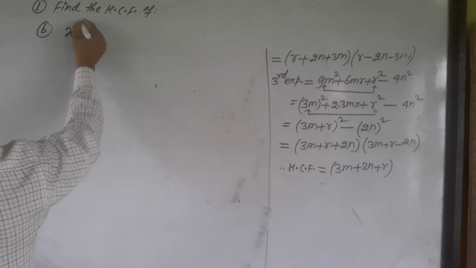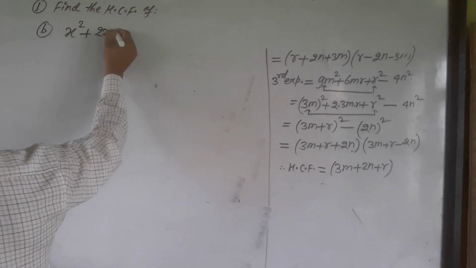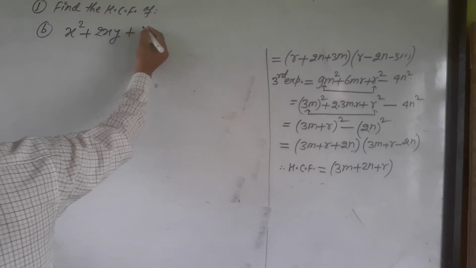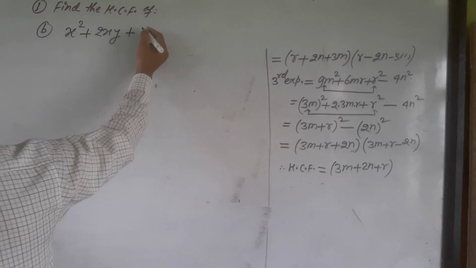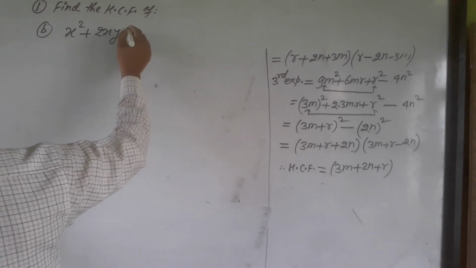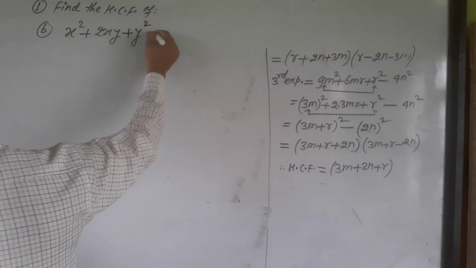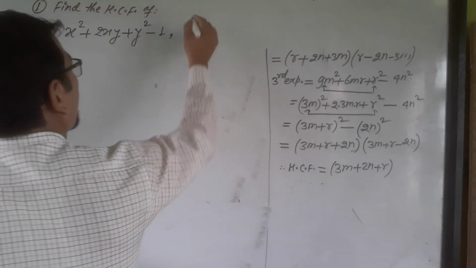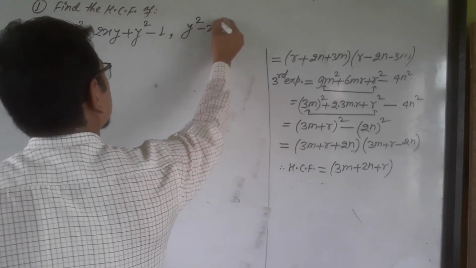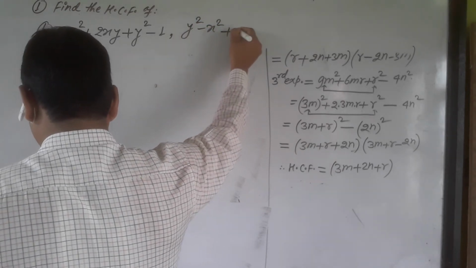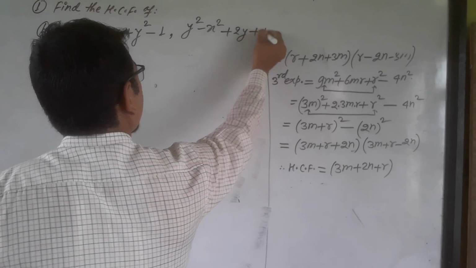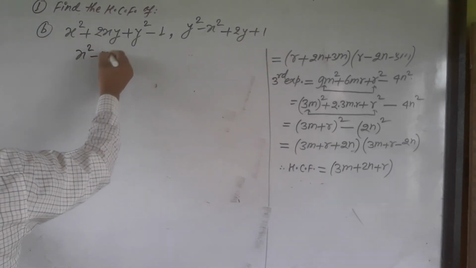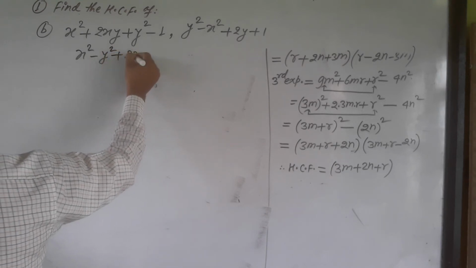X square plus 2xy plus y square minus 1. This is the first expression. The second expression is y square minus x square plus 2y plus 1, and next is x square minus y square plus 2x plus 1.